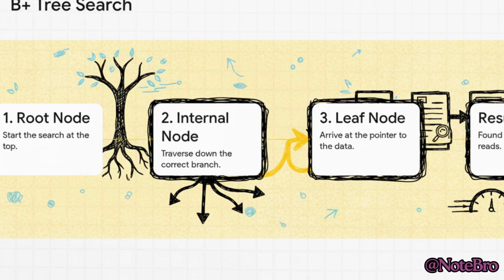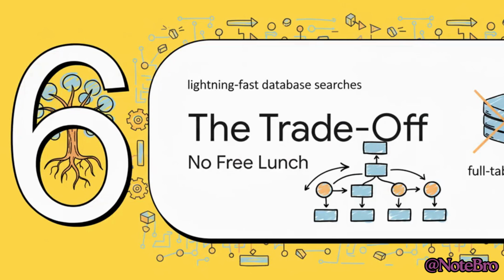So the whole process is just beautifully efficient. Let's say you want to find key 302. You start at the very top, at the root node. It points you down the right path to an internal node. That node then points you directly to the leaf at the bottom, which finally has the pointer to your data. A journey through millions, maybe billions of records is cut down to just 3 or 4 quick steps. It's incredible.